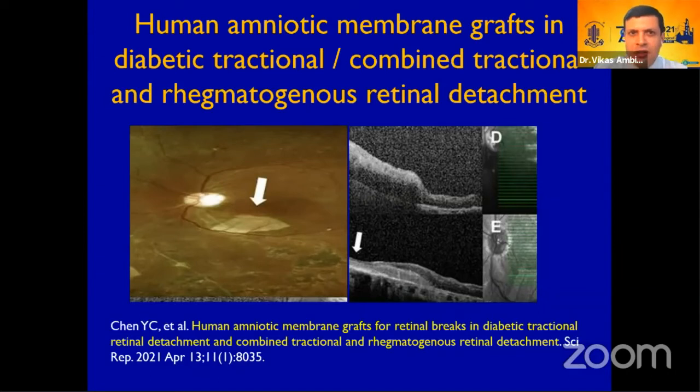So using an amniotic membrane to seal these breaks without laser retinopexy drastically improves the outcome, in that it reduces the incidence of epiretinal membrane formation after surgery and therefore reduces the incidence of recurrent RDs in these cases.